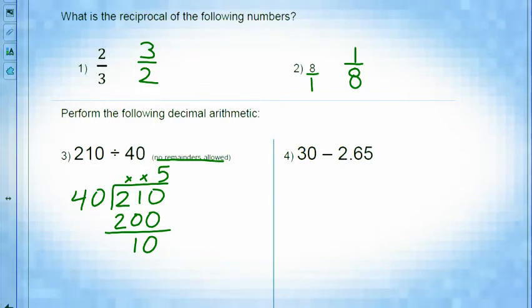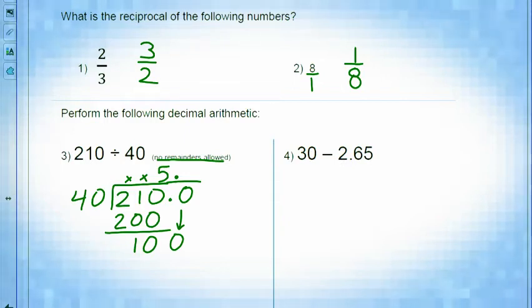Now I can't have a remainder, so what I'm going to do is put a decimal point. That's important. And then a 0 to bring down. Really important that decimal goes there, and it goes up here. By putting that decimal in there and adding a 0, I didn't change the value of 210. It just gave me something to bring down.